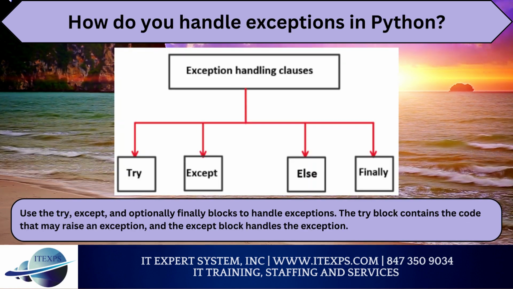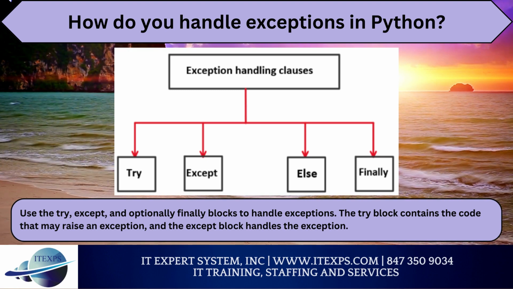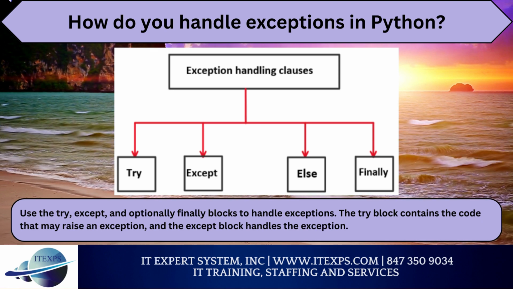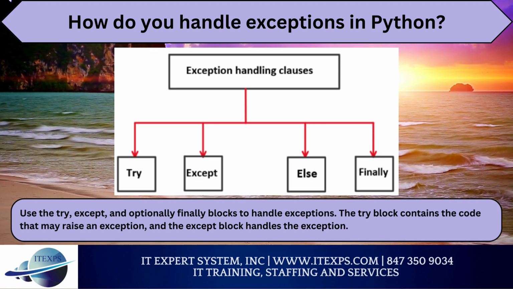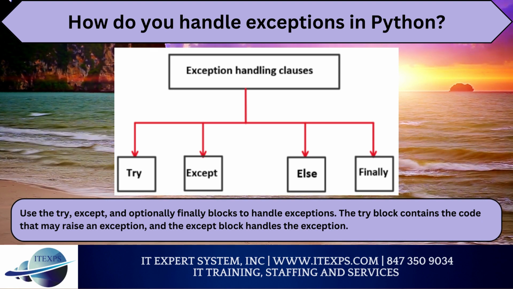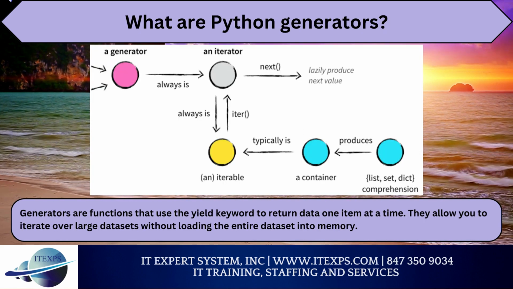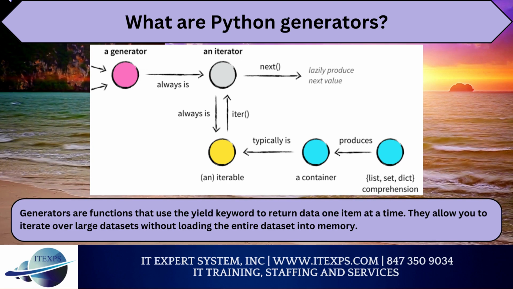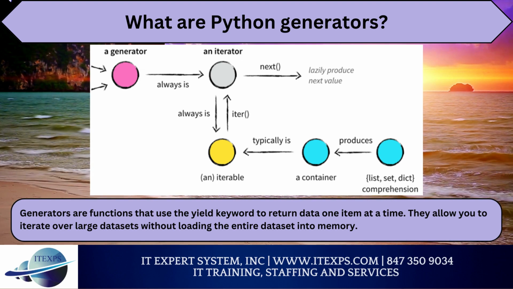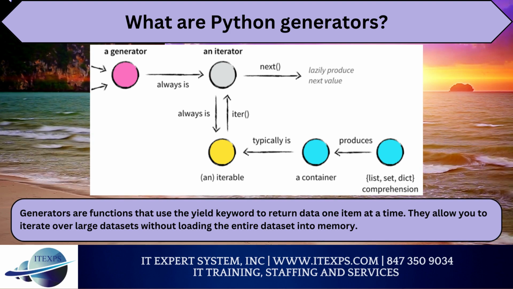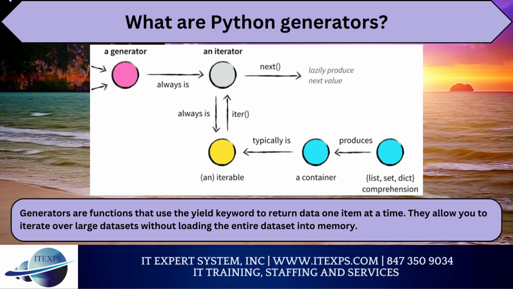How do you handle exceptions in Python? Use the try, except, and optionally finally blocks to handle exceptions. The try block contains the code that may raise an exception, and the except block handles the exception. What are Python generators? Generators are functions that use the yield keyword to return data one item at a time. They allow you to iterate over large datasets without loading the entire dataset into memory.